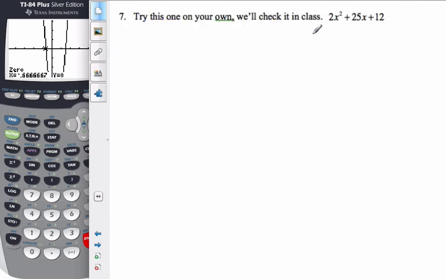And finally, try this one on your own. We'll check it in class to see if you're right. Use either technique, but you could do it algebraically and check it graphically, or do it graphically and check it algebraically. Good luck.